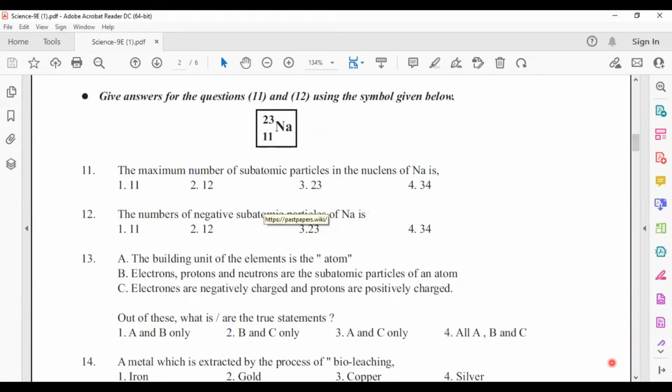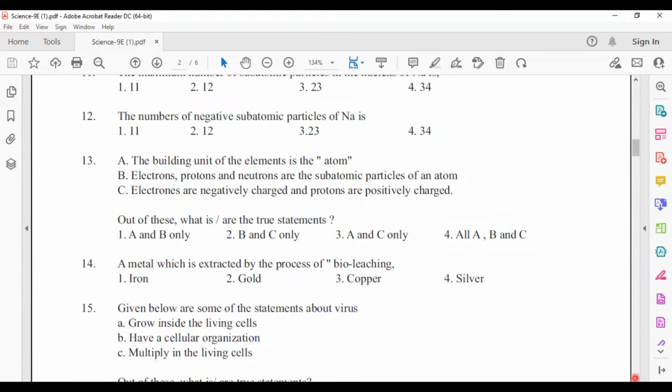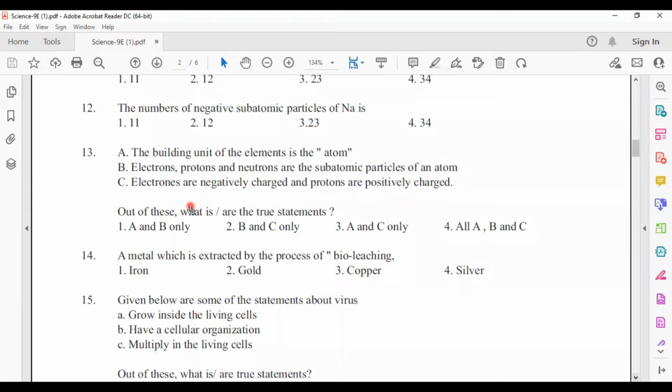12. The number of negative subatomic particles in sodium: electrons are the negative subatomic particles. Here the atomic number is 11. The atomic number equals the number of protons and also the number of electrons. So answer number 1, 11 electrons are present. 13. The building unit of the elements is the atom. Electrons, protons and neutrons are the subatomic particles of an atom. Electrons are negatively charged and protons are positively charged. All are correct. Answer number 4.